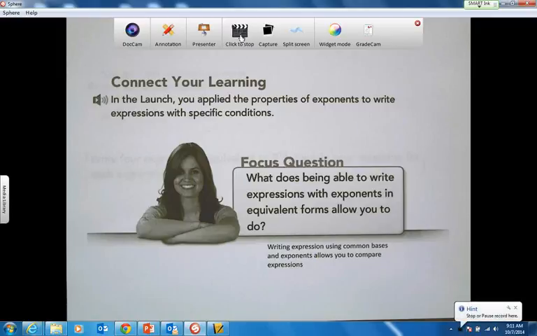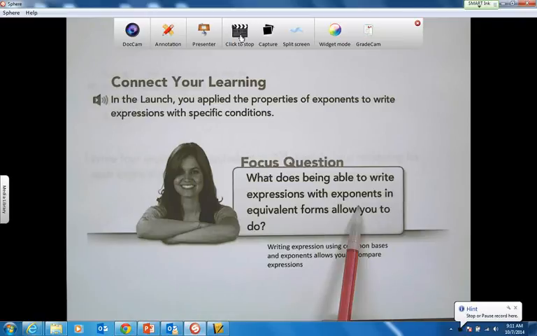All right, even though the launch is a good one, it is a little too hard, guys, if I walked you through it. I really just want to go ahead and start, which is our learning goal for today. Big idea here, what does being able to write exponents in equivalent forms allow you to do? I think as we go through, I will go back and add more. I'm going to show you some, and then I'm going to do this focus question, because you'll get it once we look at it.